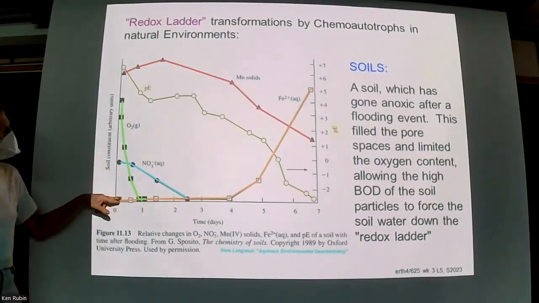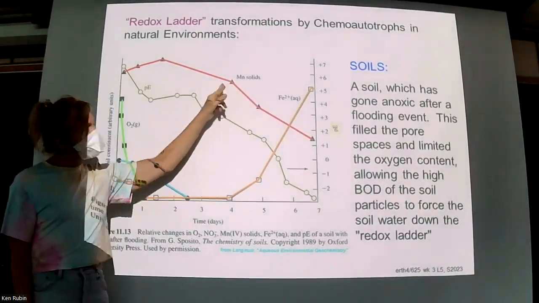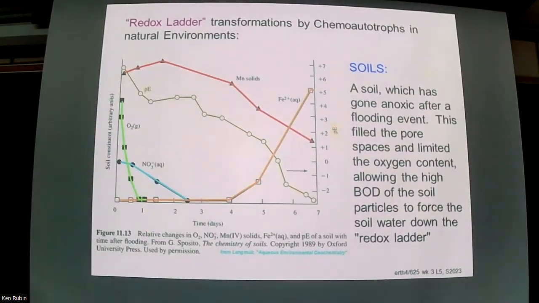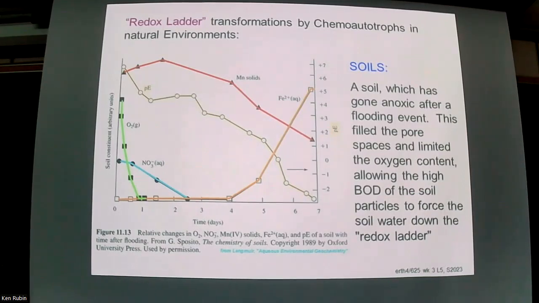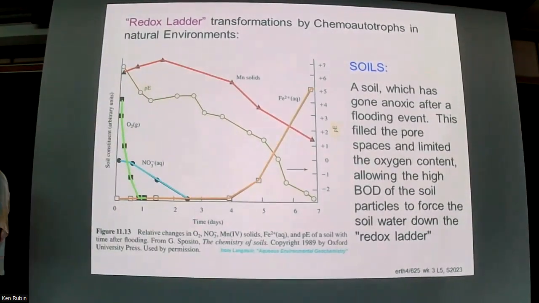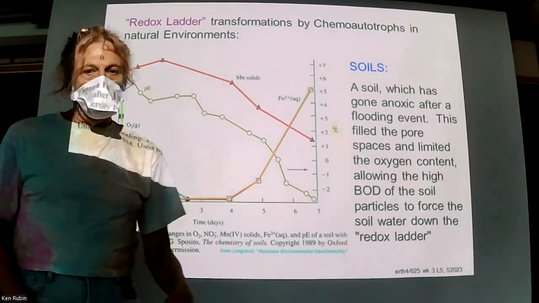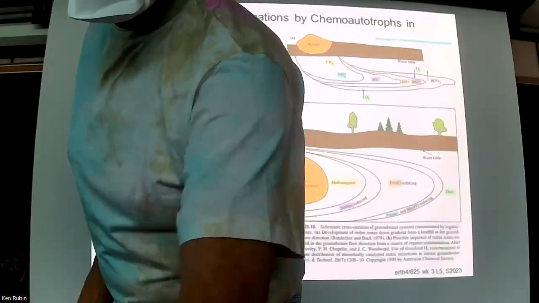We can see that over time, the dissolved iron is going to go up. We also see manganese given here as solids going down. All these things are predicted by the redox ladder. And you can see the values of PE measured in that soil kind of going down over time. So this is an example where the redox ladder is applying not spatially, but temporally.